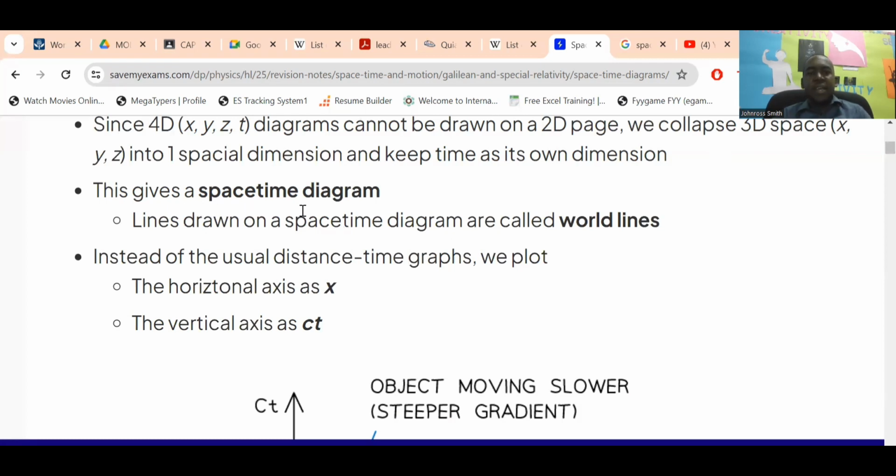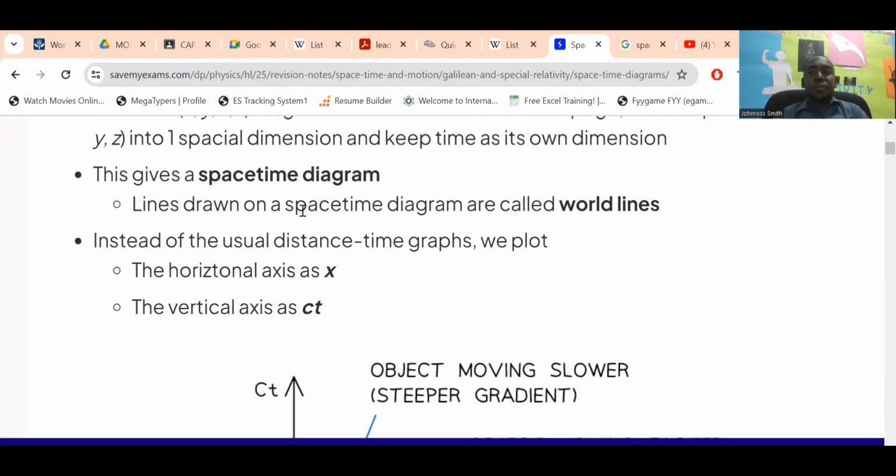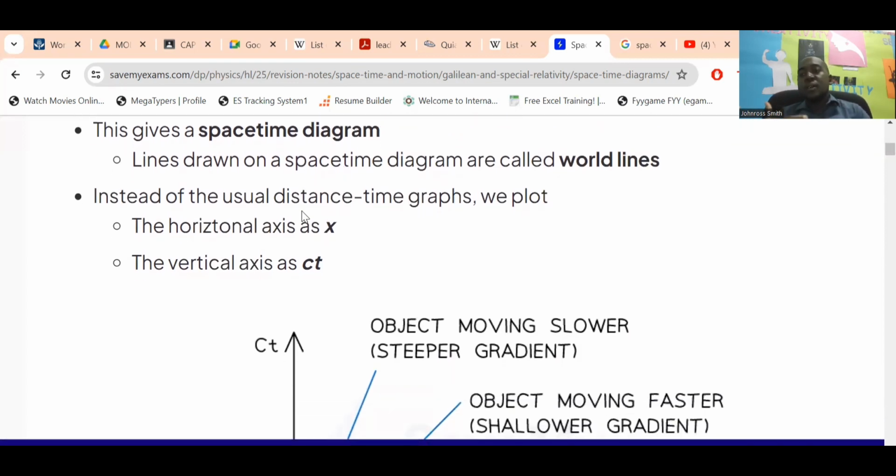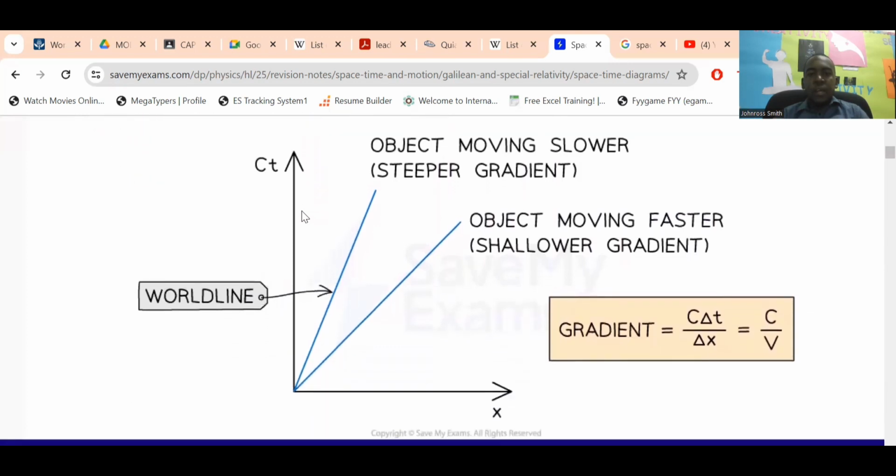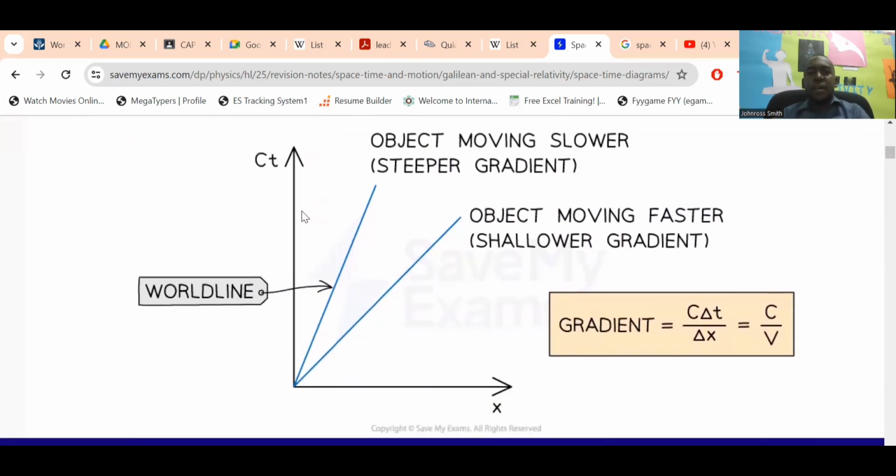Now in a space-time diagram, the lines drawn are called world lines. So if you hear the word world lines, these are just the lines that represent an object's position or motion within space-time. Now, on a simple diagram for space-time, we have, in this case, two world lines.